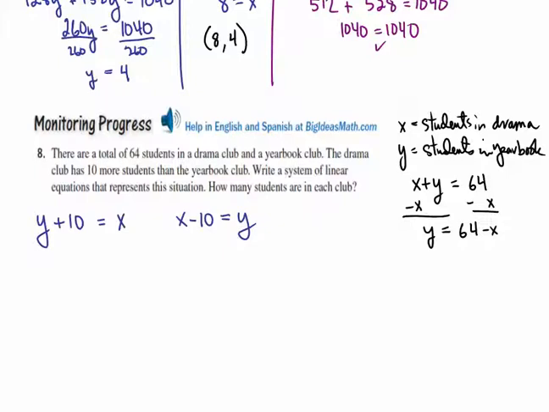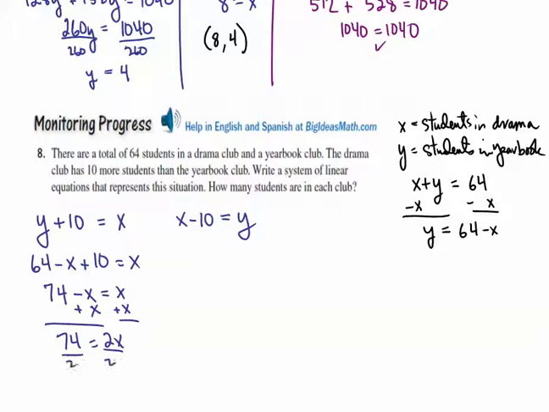So using the first equation, I get 64 minus x plus 10 is equal to x. Now I'm going to combine like terms, and I get 74 minus x equals x. I add x to both sides, and I'm going to get 74 is 2x. Divide both sides by 2, and when I do, that tells me that x should be 37 students.